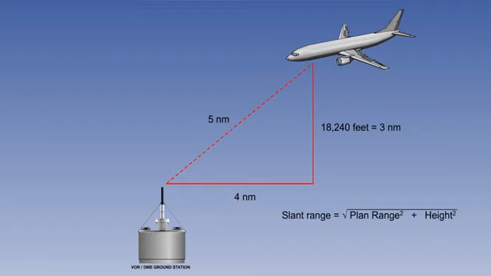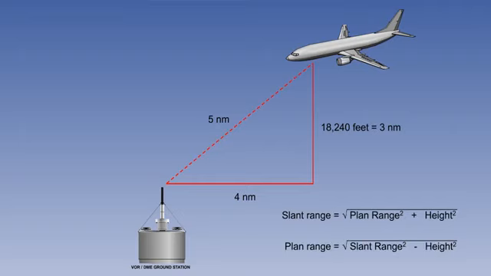However, for the more general case, we use Pythagoras. The slant range equals the square root of the sum of the plan range squared and the height squared. Of course, they must all be in the same units. You cannot have ranges in nautical miles and height in feet.